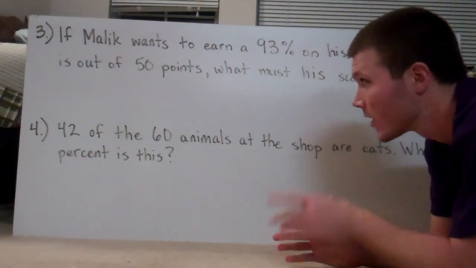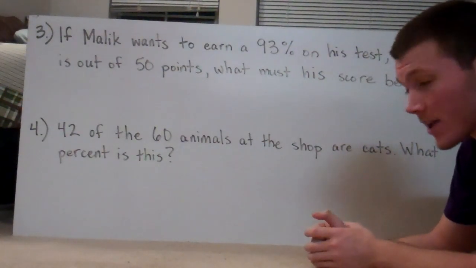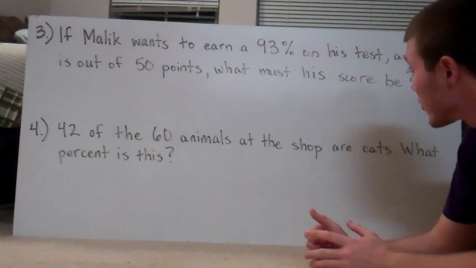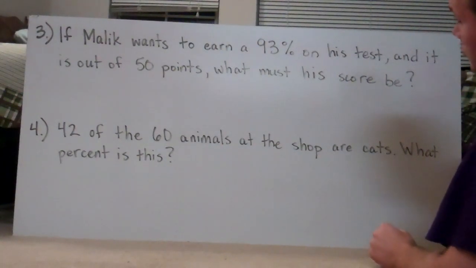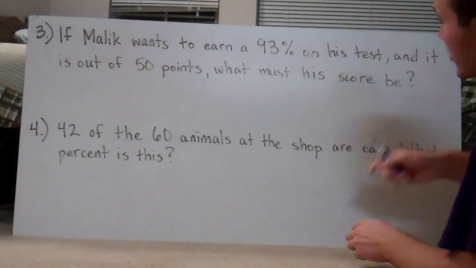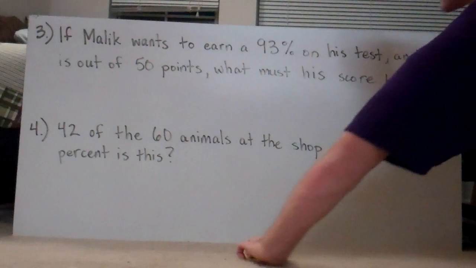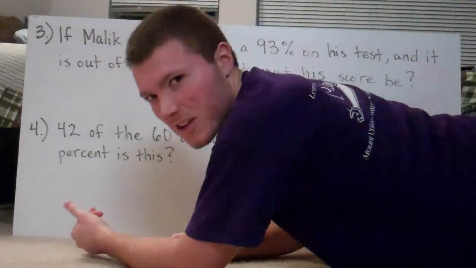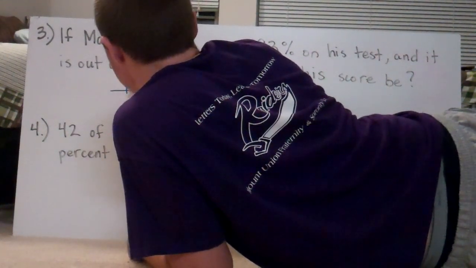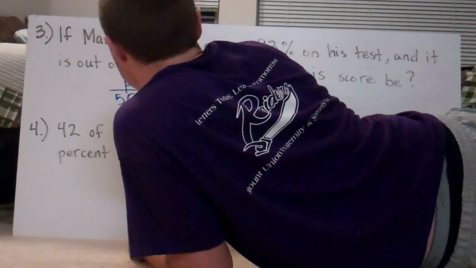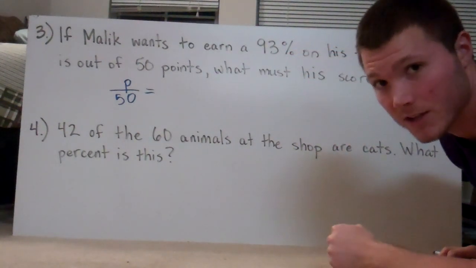Alright, so number 3. If Malik wants to earn a 93% on his test, and the test is out of 50 points, what does his score have to be? Alright, well, let's see. Okay, so I'm going to set up two ratios. I'm trying to figure out what his score needs to be out of 50. So that means that I don't know what the score is. I'm going to say P for points. I'm going to call this P over 50 equals, and then my percentage is 93%, so it's going to be 93 over 100.